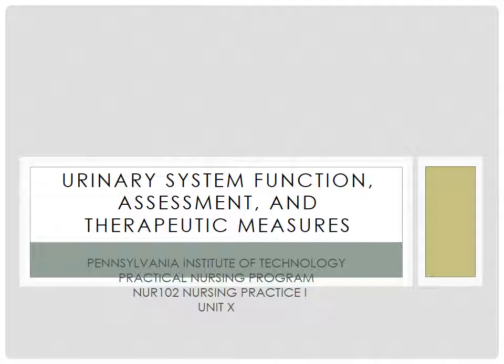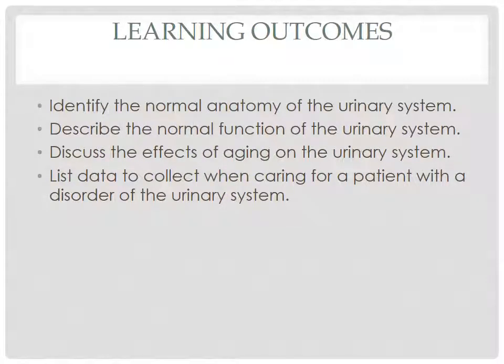Well, we're going to talk about the next chapter, which includes the urinary system function assessment and therapeutic measures. The learning outcomes for this chapter are to identify the normal anatomy and physiology of the urinary system, and discuss how aging affects the urinary system. You know how I usually include a question on that.